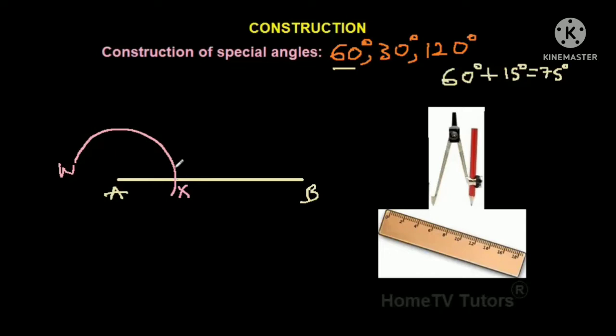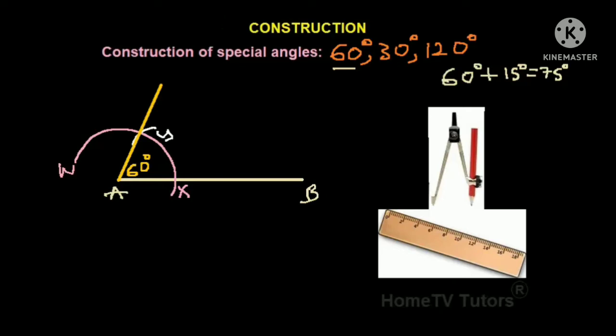Then with the same radius, without adjusting the compass, you come to the point X, the center X. Then you make another arc to cut the arc WX. Then you can label this as Y. Then you draw a line joining the point A and the point of intersection Y. Good. So now you have constructed angle 60 degrees. If you use your protractor, you should measure this arc as 60 degrees.